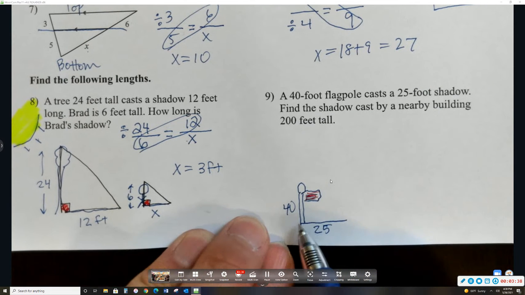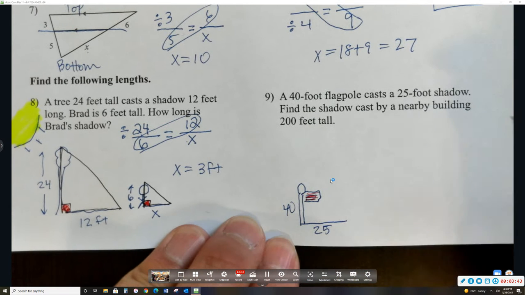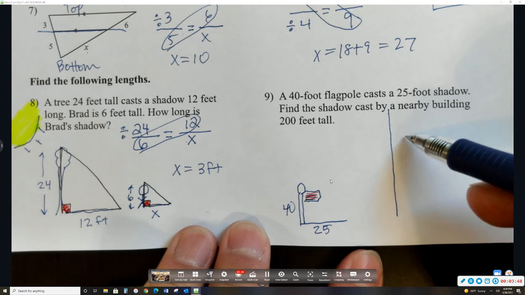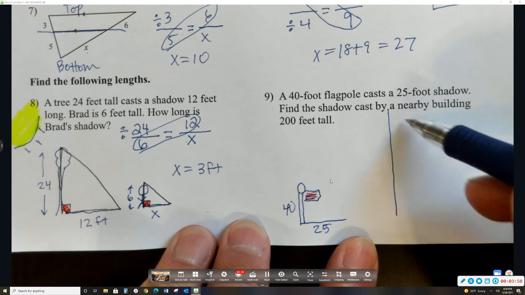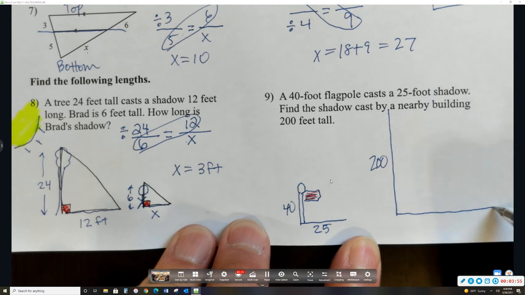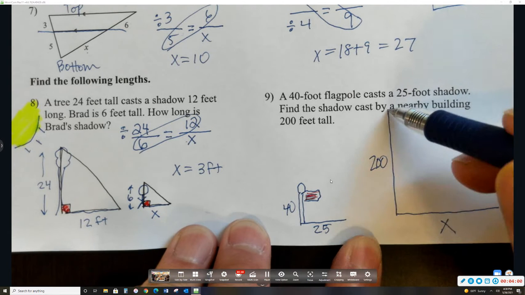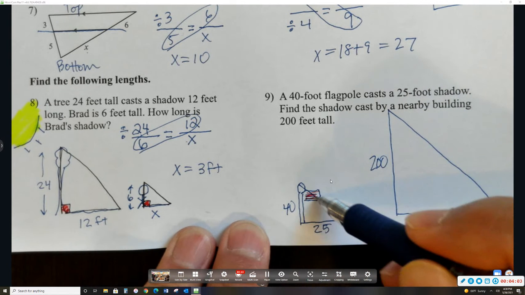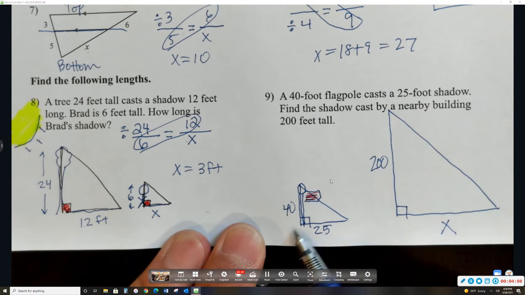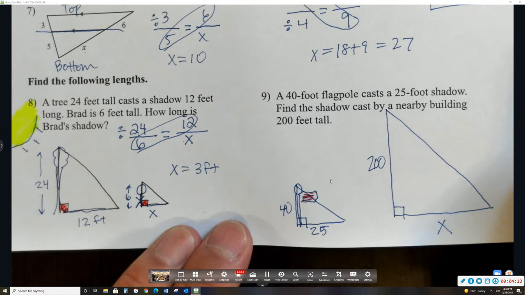Now I made this kind of small because then it says find the shadow cast by a nearby building 200 feet tall. So the building's huge. And just imagine this is the building, right? And it's 200 feet tall. And the question is, how long would the shadow be for this building? Again, here are our triangles. They look like this. And because these are similar triangles, we can write this proportion to solve it.